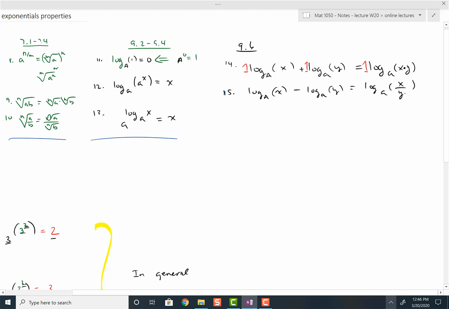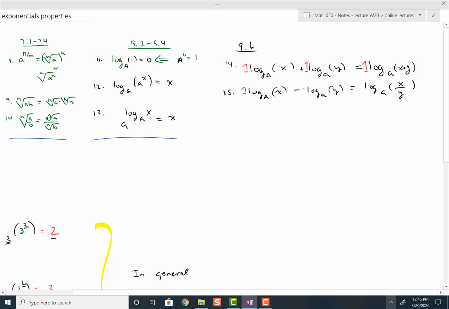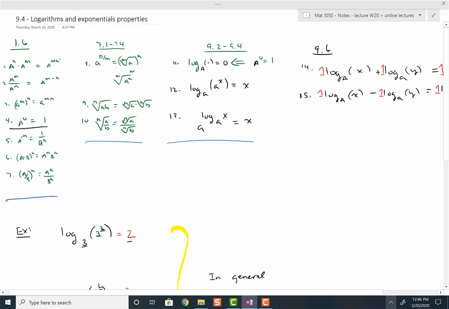Now, where are these coming from? They're not made up. And again, before we move forward, let me just remind you, this only works when the coefficients are all 1. If the coefficients are not 1, then we have to do something else. What is going on here is really, these are really just these properties backwards. So look at the first one.